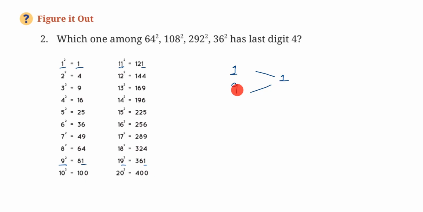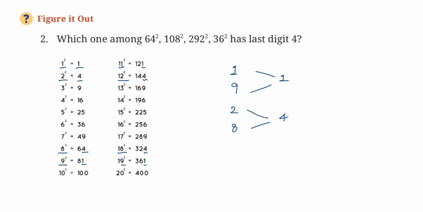Let's look at the next one. We have a 4 and here we have a 4. So for 2 and 8, similarly if you look at 12 and 18, 12 squared is 144, we have 4 at the end. 18 squared is 324, we have 4 at the end. So for any number which ends with 2 or 8, the square will always have a 4 at the end.